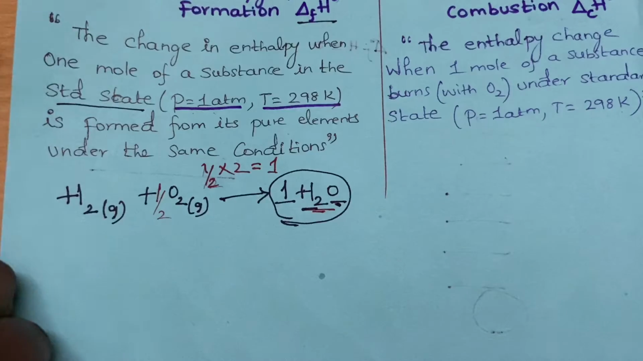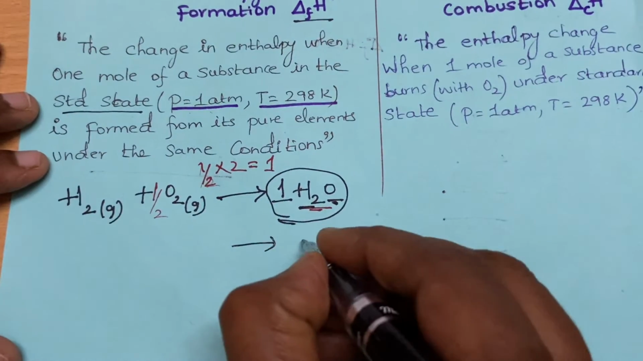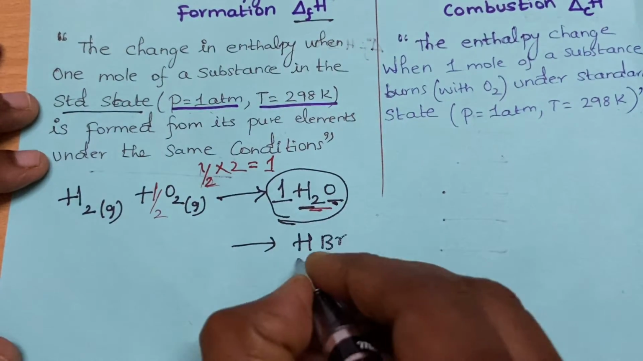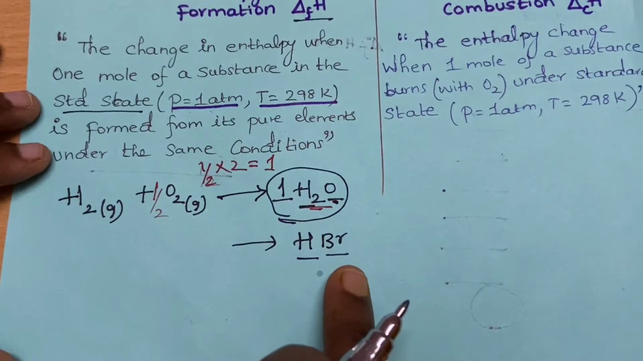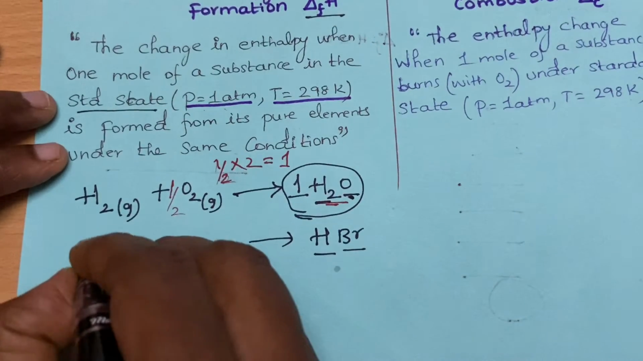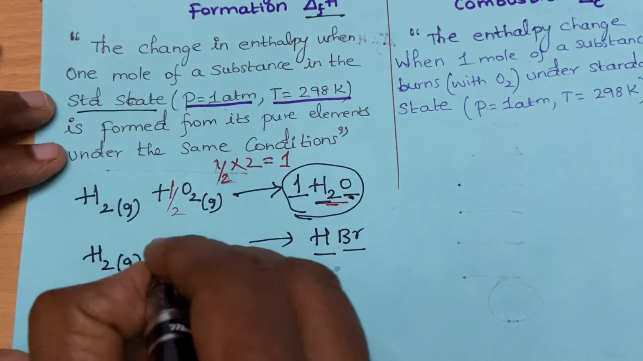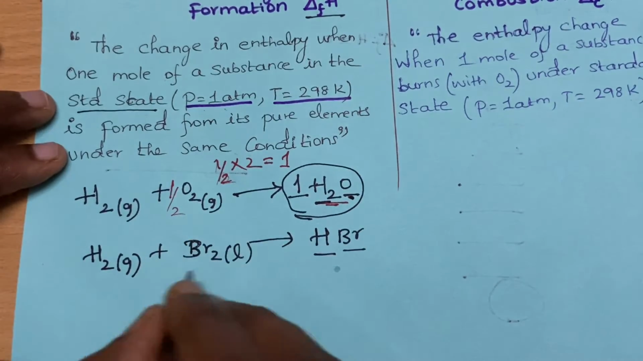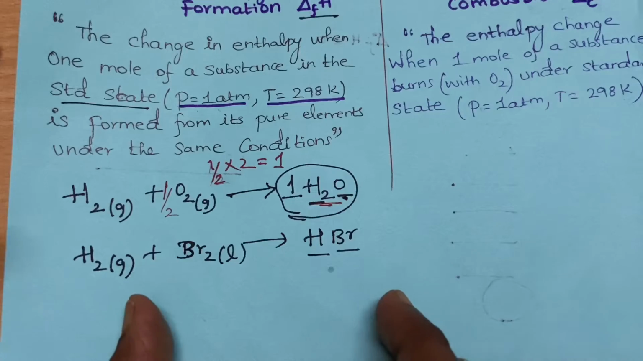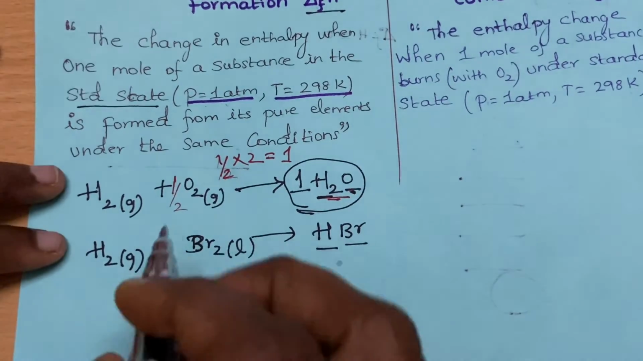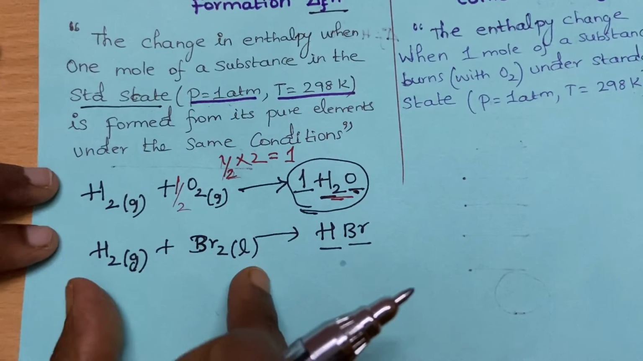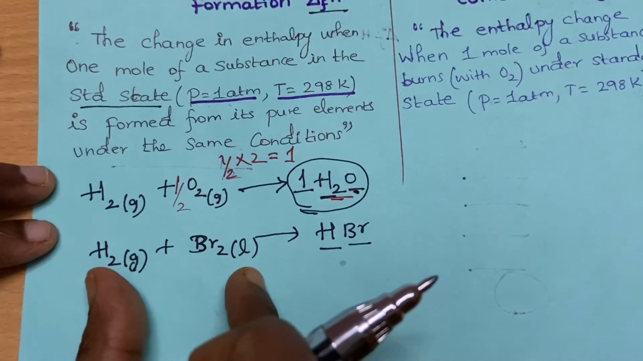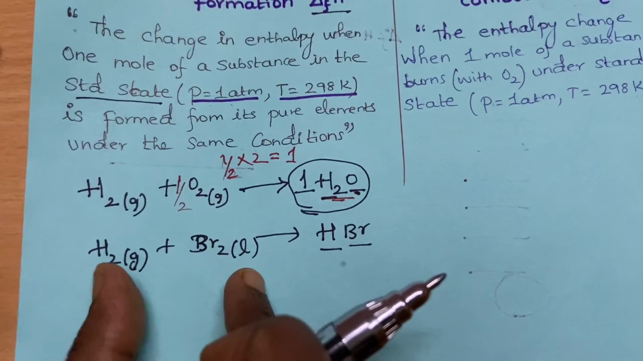So for example, if you have to prepare HBr, so what are the components, students? Hydrogen and bromine. So what elements you will choose? So here hydrogen gas, and you have to choose bromine liquid. Okay, these are the sources of these elements. Okay, so only these sources exist in nature in pure form.